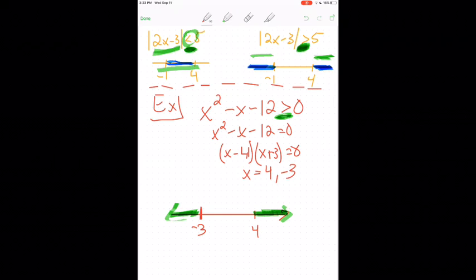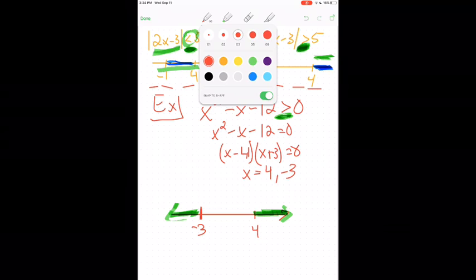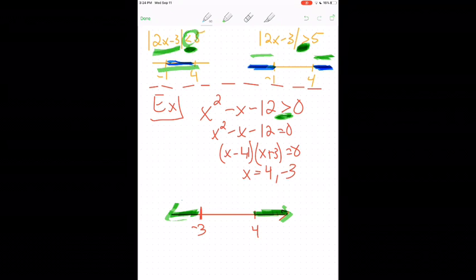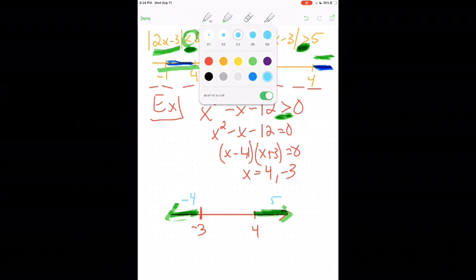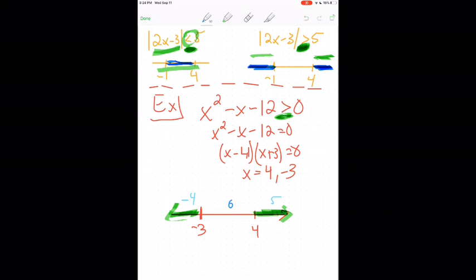Let's just plug in numbers, check to make sure it works. I'm going to put those numbers in a light blue. So if I plug in -4, that should work. If I plug in 5, that should work. Okay, and then in a dark blue, if I plug in 0, 0 hopefully doesn't work. So let's start with 0. That's the easiest one to plug in.